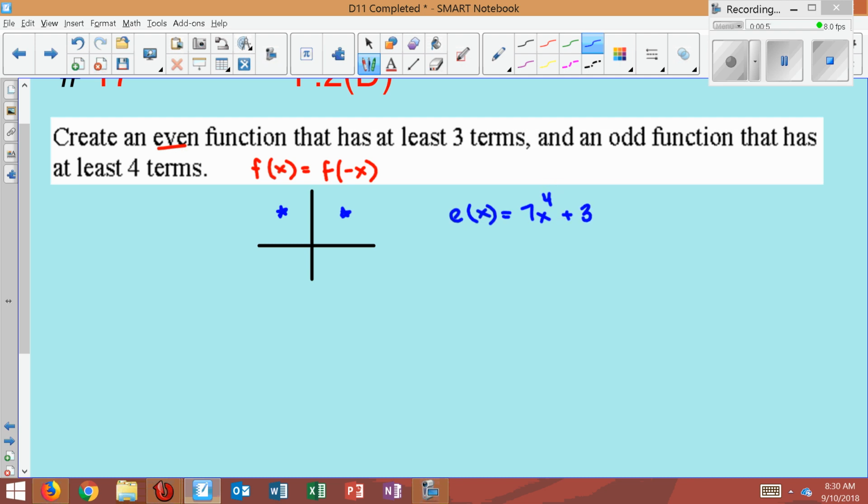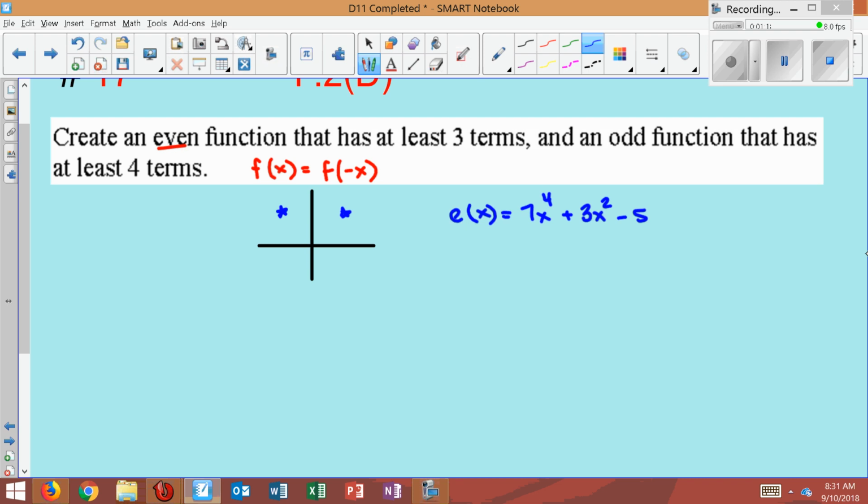Plus 3x squared. Now, if I said minus 5x, that would be problematic because this is an odd power. It's the power 1. But I could leave it as minus 5 because that's kind of like x to the 0 power, and 0 is even. So this would be a good equation. It's 3 terms, and this is even.